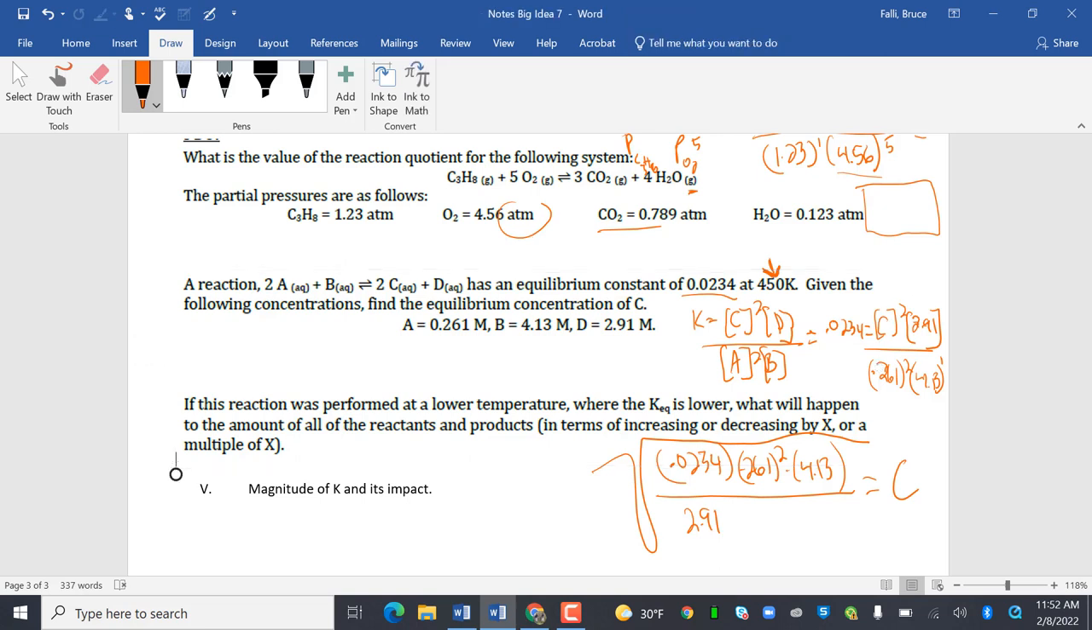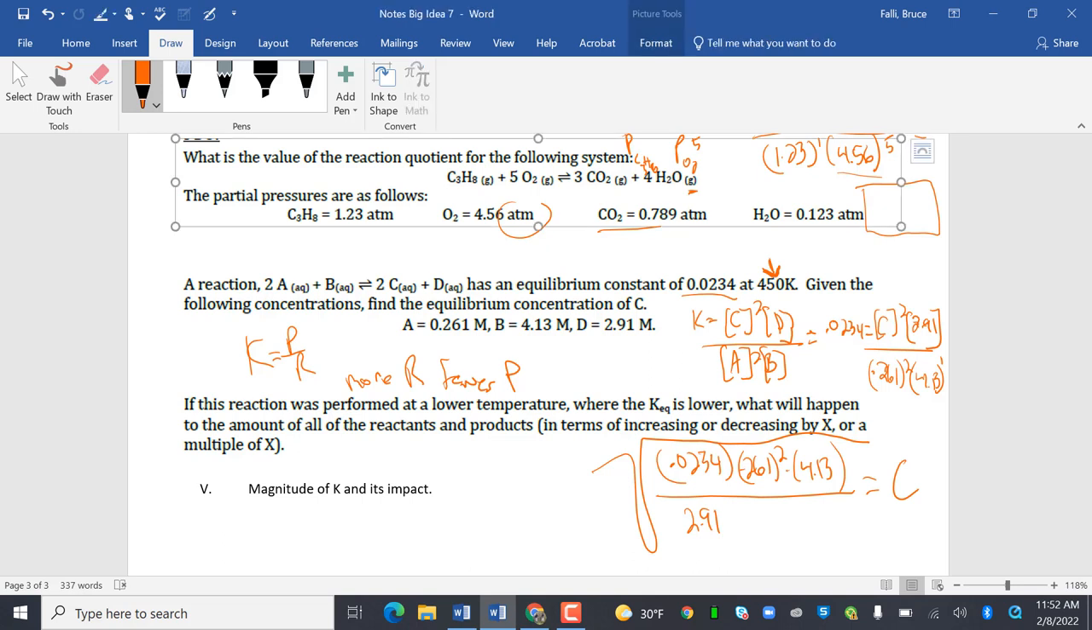If this reaction is performed at a lower temperature where the Keq is lower, what will happen to the amount of all of the reactants and products? Now, if Keq is lower, remember K is products over reactants. So if Keq was lower, that means I would have more reactants, fewer products. So I'd add X to the reactants and subtract X from the products.